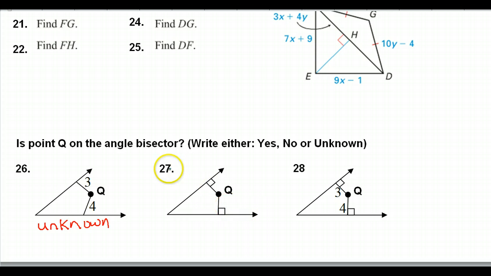Okay. On the other hand, for number 27, we are given 90-degree angles. So if the segments are the same length, then we can say definitely yes, Q is on the angle bisector. If the distances are different, then we will say no. Unfortunately, we are not given any numbers at all. So once again, we're going to have to write unknown.